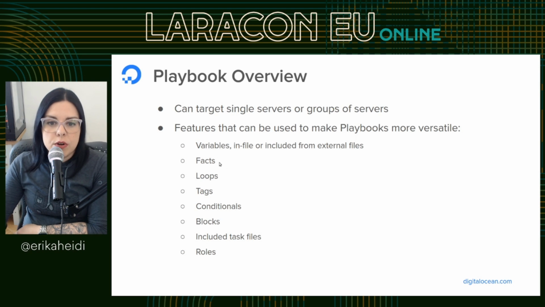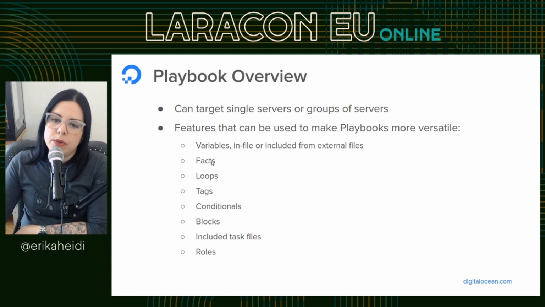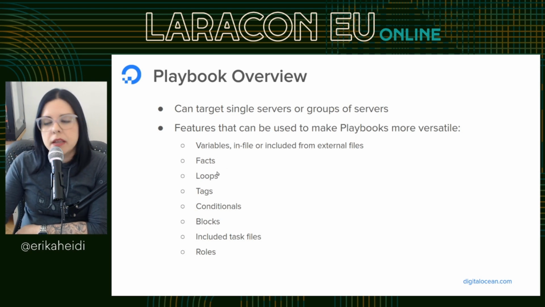Facts are like global variables with information about the system. Loops: you can use loops to execute the same task with different values, like installing a package. Instead of installing just one package, I will loop through the task and install an array of packages. You can use tags to filter the execution of a playbook at execution time.